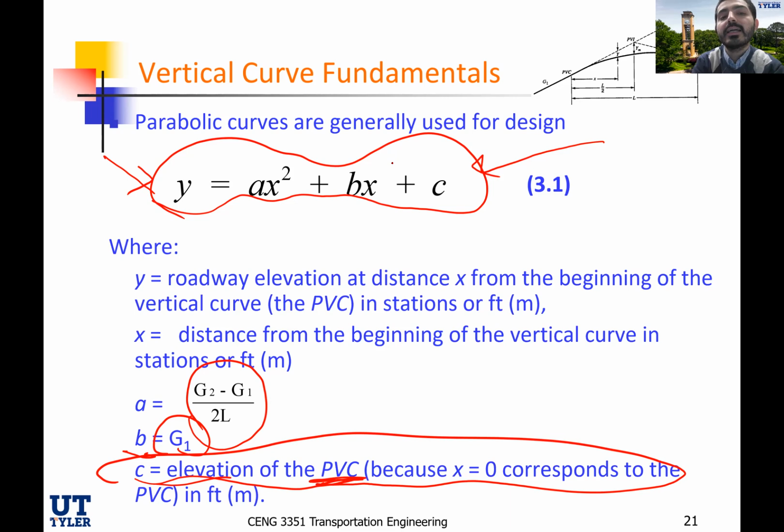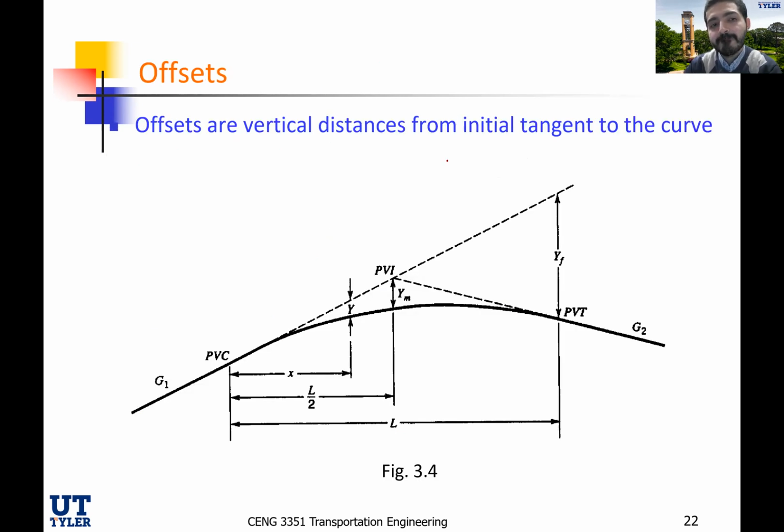How can you get the c? If you put x equal to 0, you're going to get c equal to y, the elevation of the beginning of the curve, the PVC. So this is an important slide here, slide 21, for you to understand and memorize the equation. Everyone knows, since high school, I hope, y is equal to ax squared plus bx plus c. But what you need to know extra is that a is G2 minus G1 over 2L, and b is G1, and c is the elevation of the PVC.